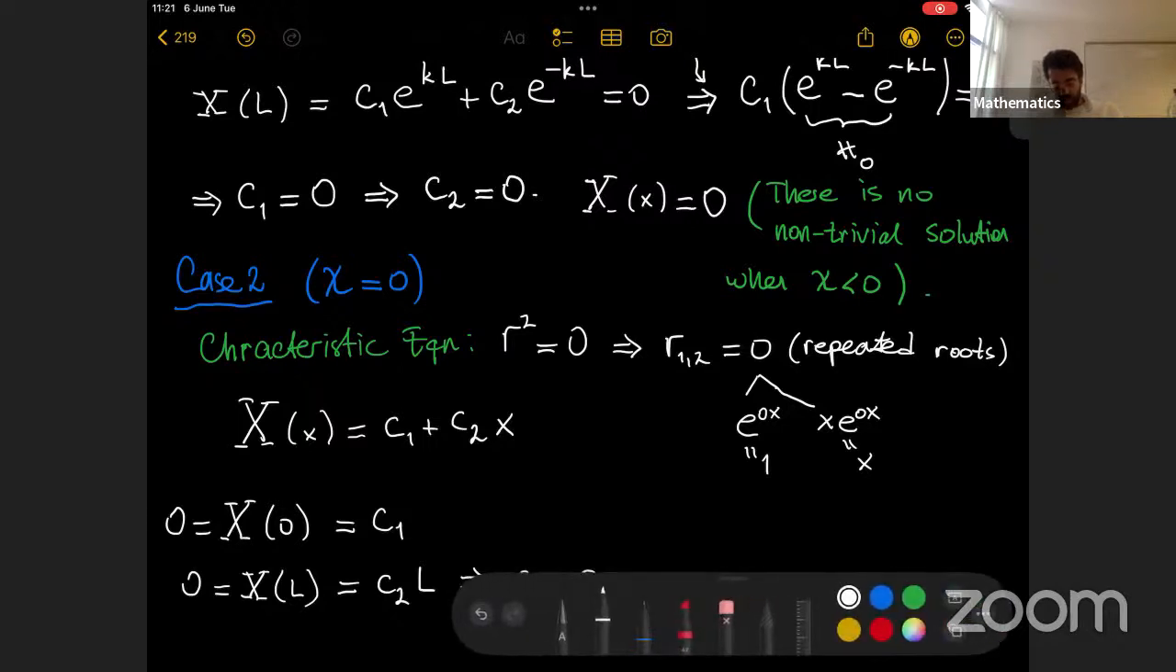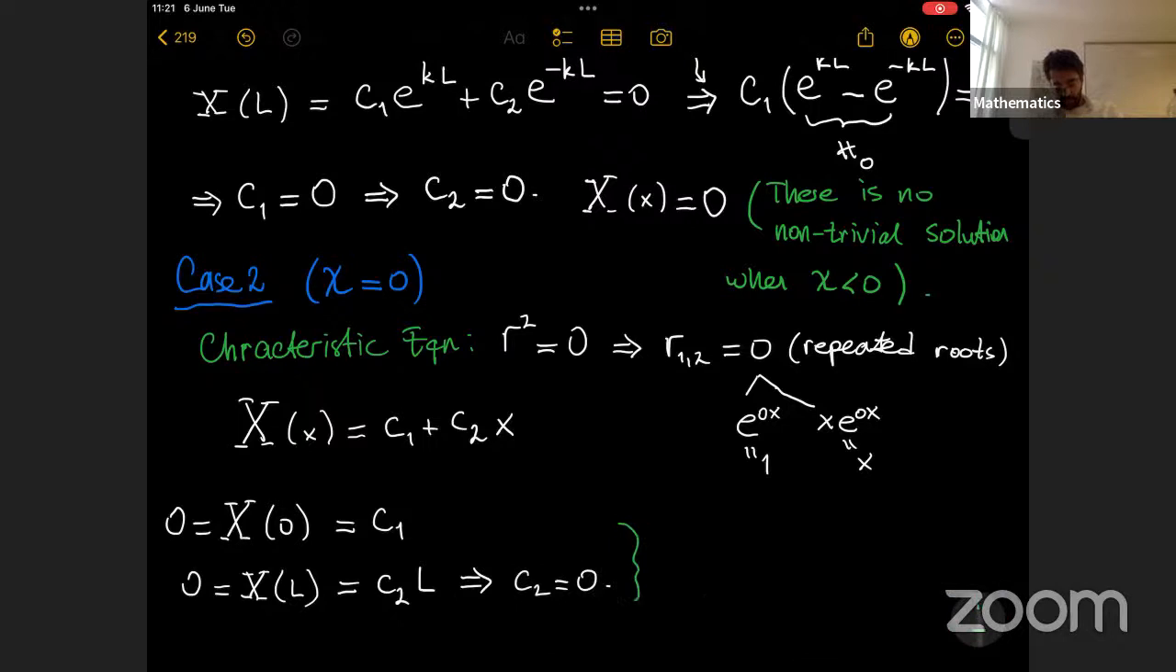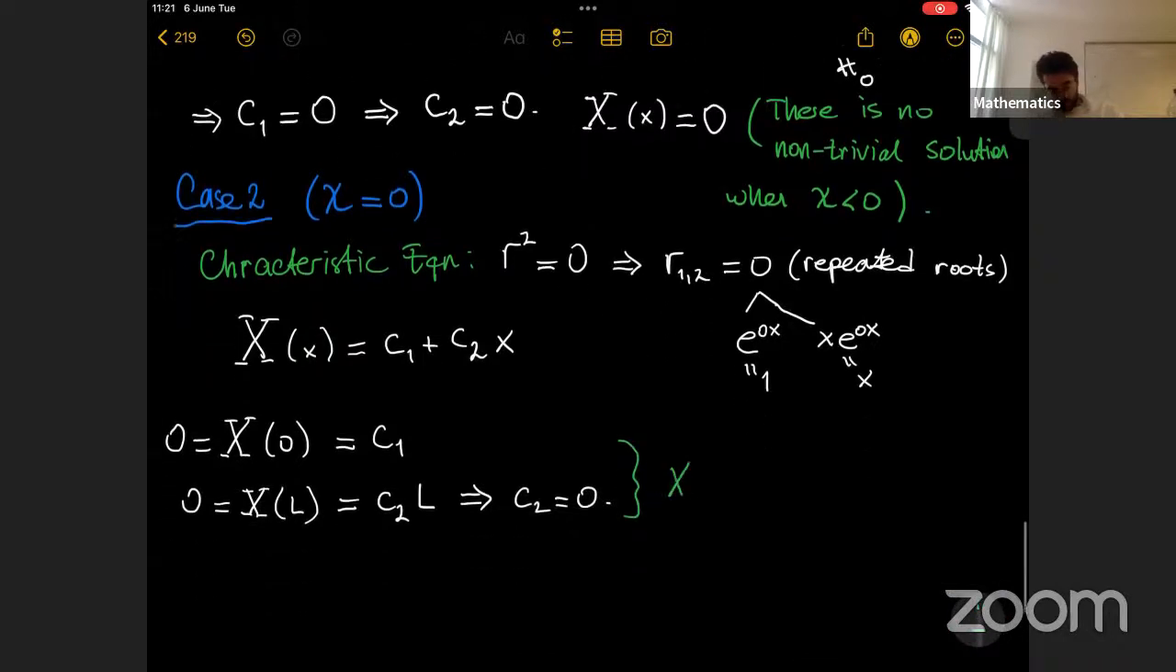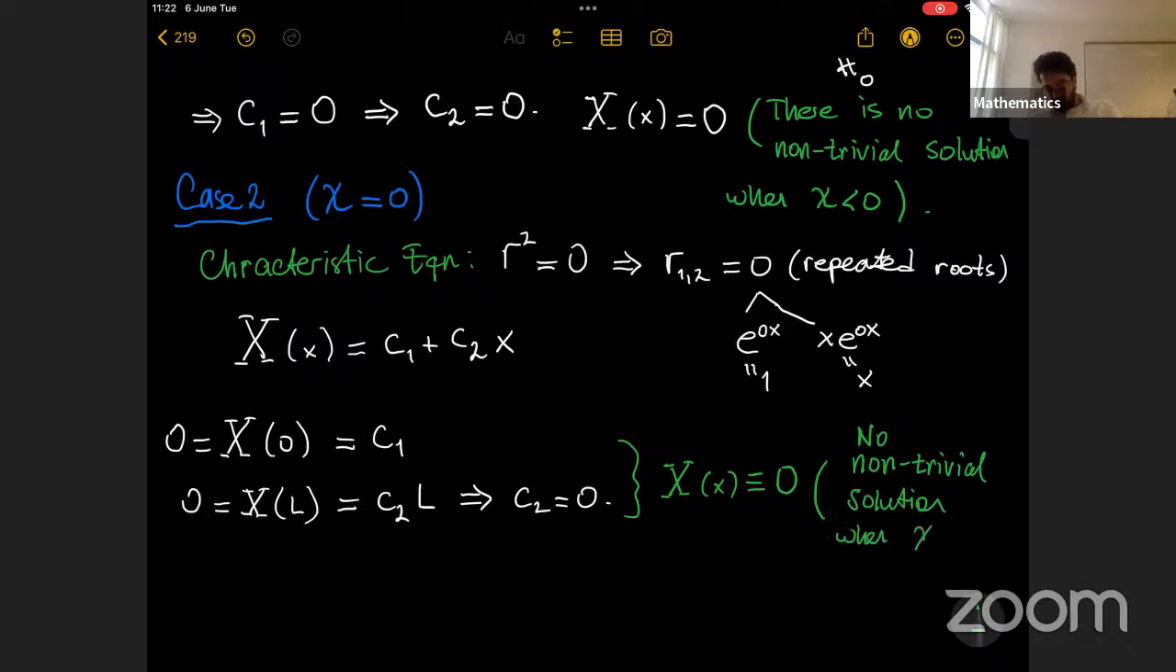Again we have the trivial solution. Only we have trivial solution. So this implies here x of x is identically 0. Again, no non-trivial solution when lambda is equal to 0. In this case, again, we don't have any non-trivial solution, and we can ignore this case as well.